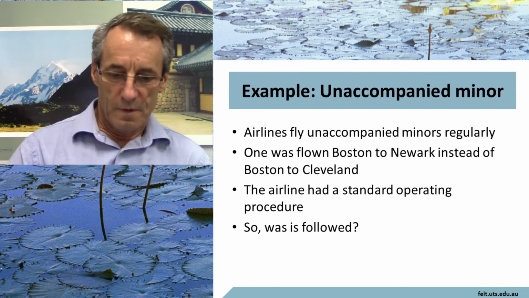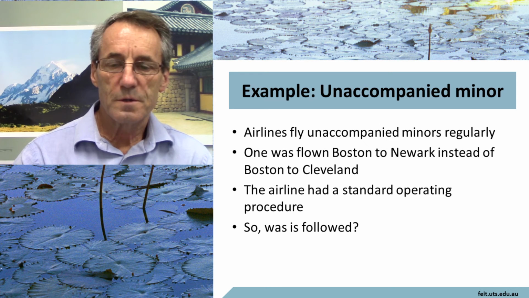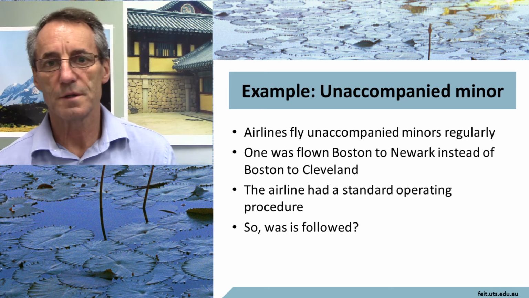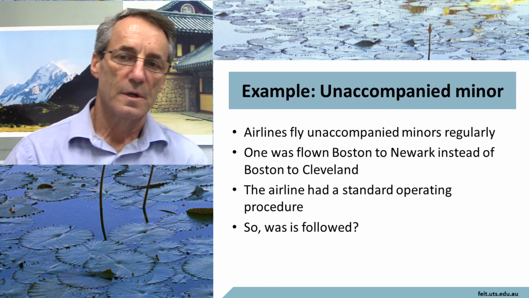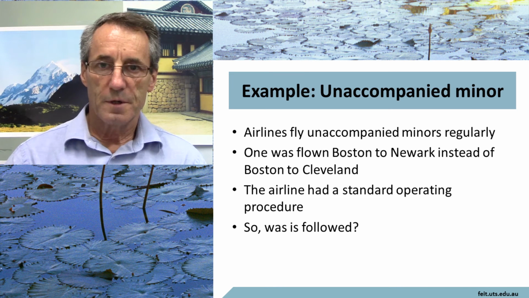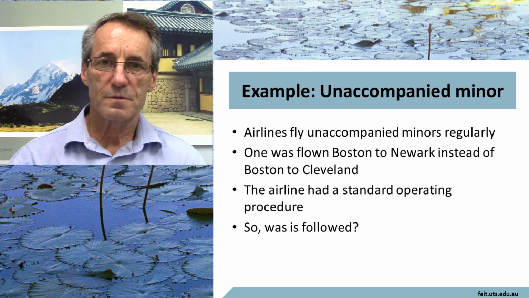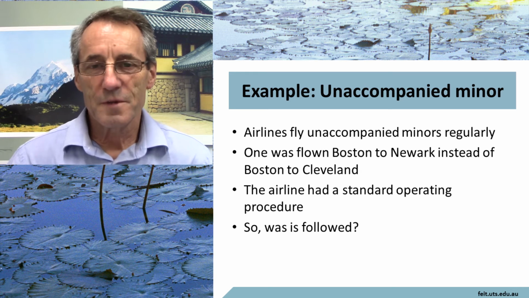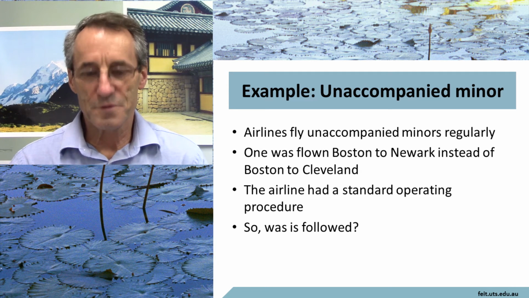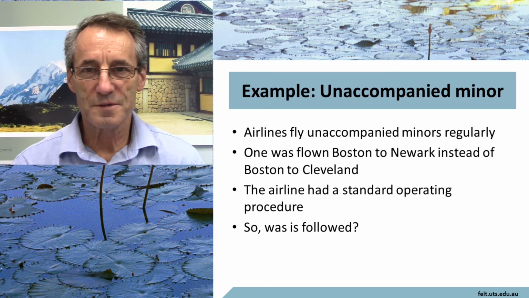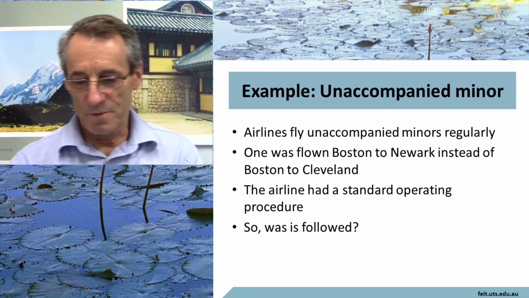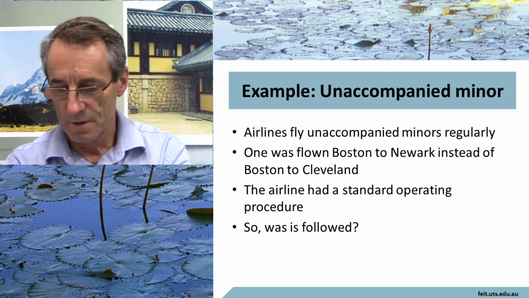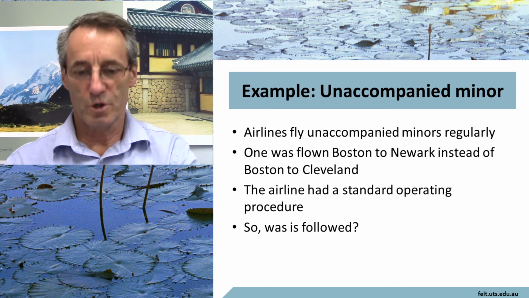Here's an example of using a standard procedure or standard operating procedure to investigate some incident. Now in this case, an unaccompanied minor was flown to the wrong airport, which may seem a little bit funny, but it wasn't very funny to the minor concerned, and also to the parents and relatives. It'd be quite distressing. What actually happened was that the child was supposed to be flown from Boston to Cleveland, but instead of going to Cleveland, it finished up in Newark.